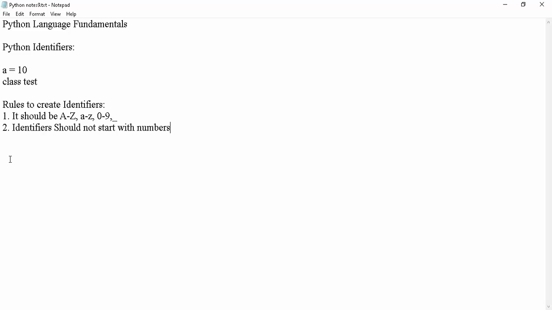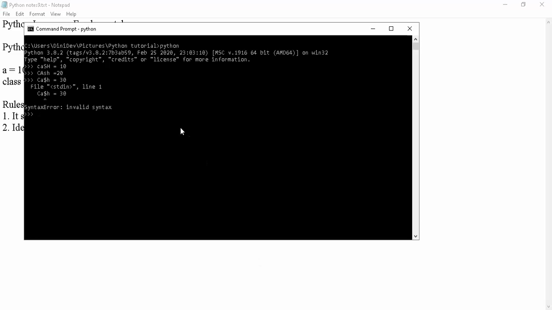The second rule is identifiers should not start with numbers. For example, here I am mentioning 123cash equal to 50. It will not work, since it starts with numbers. You can mention it like cash123. It will be acceptable. Okay.